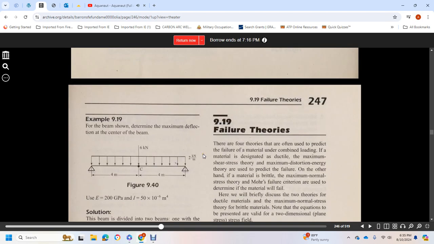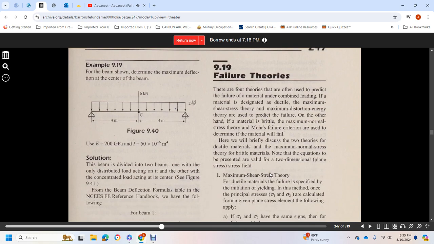9.19 Failure theories. There are four theories that can usually predict failure of a material under combined load. If the material is ductile, the maximum shear stress theory and maximum distortion energy theory are used to predict failure. On the other hand, for a brittle material, the maximum normal stress theory and Mohr's failure criterion are used to determine whether the material will fail. We will briefly discuss two theories for ductile material and the maximum normal stress theory for brittle material, with the equations presented valid for two-dimensional plane stress.